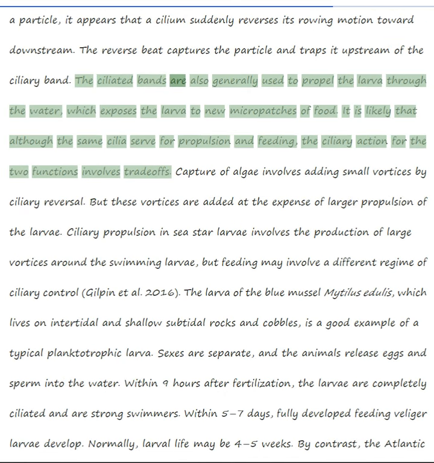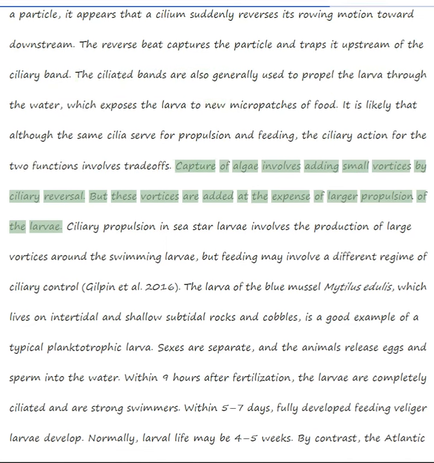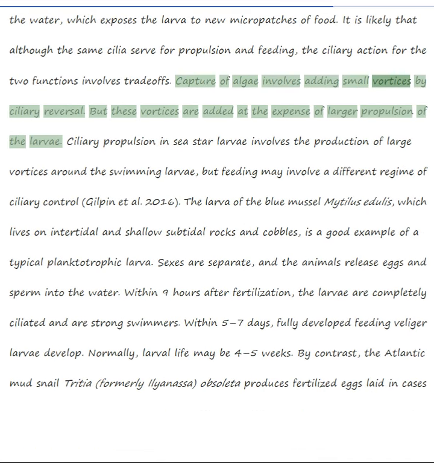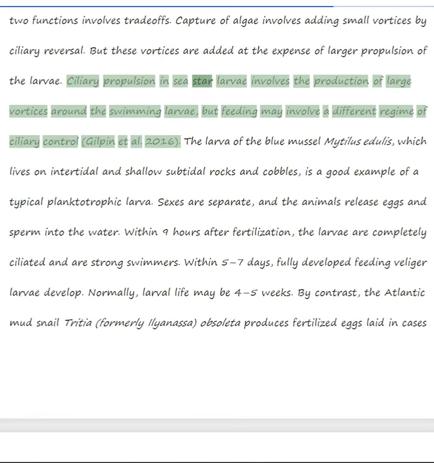The ciliated bands are also generally used to propel the larva through the water, which exposes the larva to new micropatches of food. It is likely that although the same cilia serve for propulsion and feeding, the ciliary action for the two functions involves trade-offs. Capture of algae involves adding small vortices by ciliary reversal. But these vortices are added at the expense of larger propulsion of the larvae. Ciliary propulsion in sea star larvae involves the production of large vortices around the swimming larvae, but feeding may involve a different regime of ciliary control.